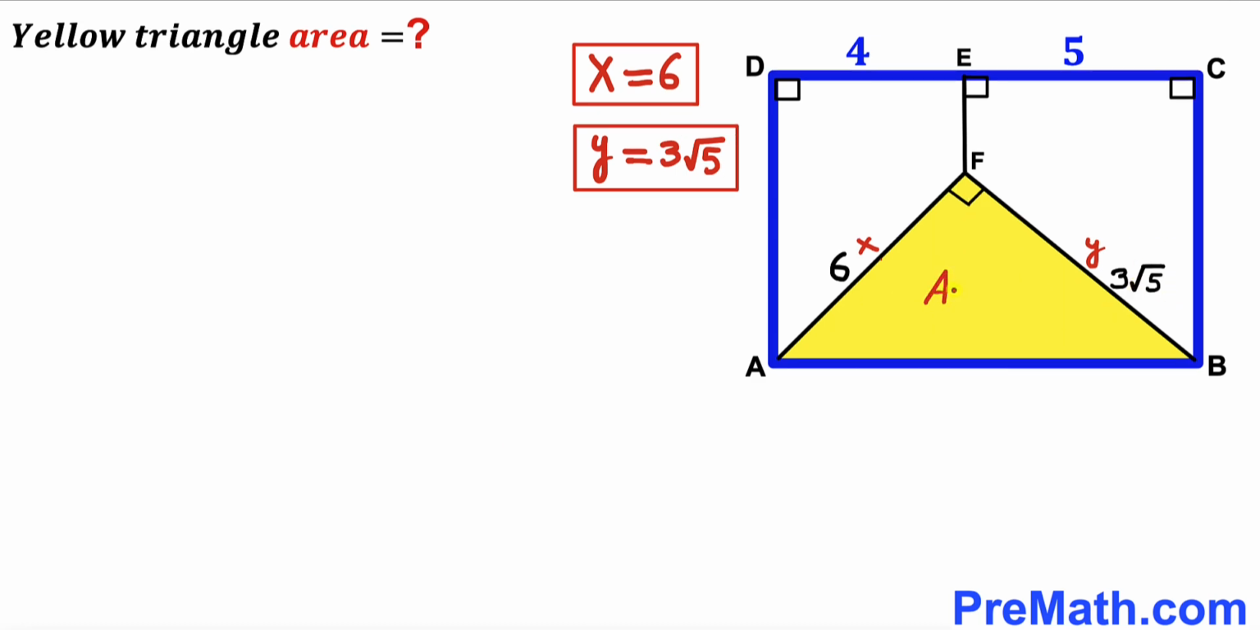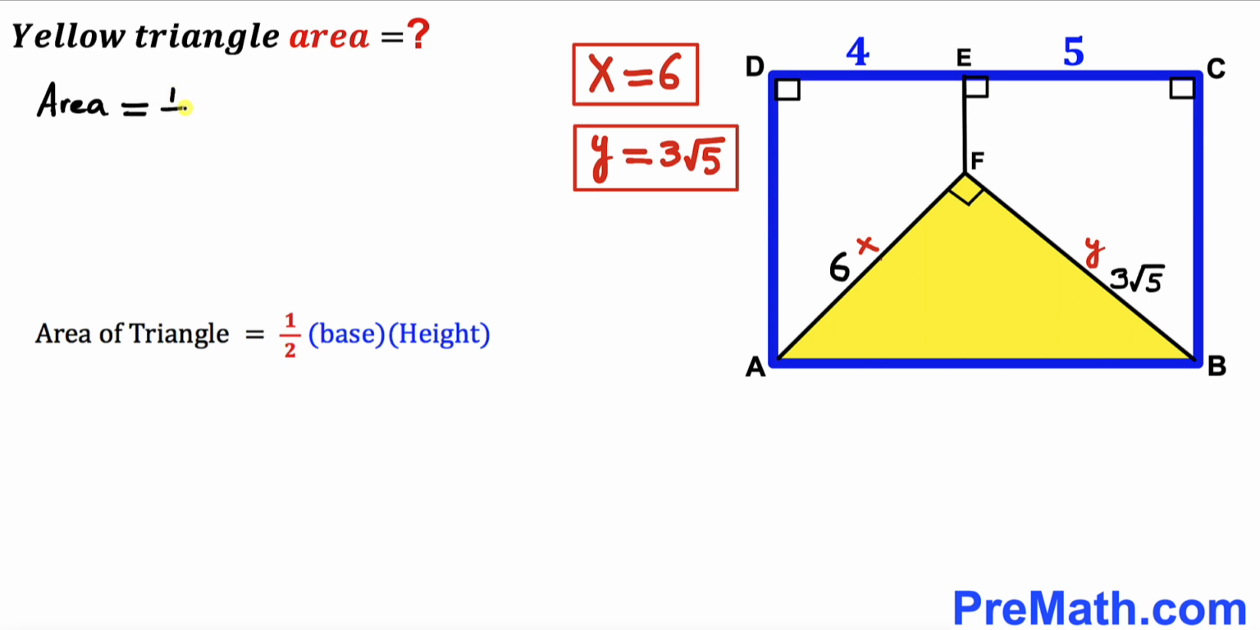Now we are going to calculate the area of this yellow shaded triangle AFB. Let's recall the area of a triangle formula once again. Area equals a half times the base times the height. In our case, the base of this yellow triangle is 6 and the height is 3 times the square root of 5. So the area is equal to a half times 6 times 3 times the square root of 5.